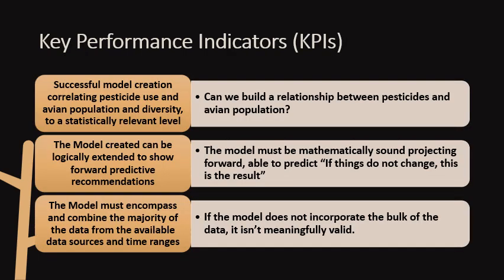There are 3 key performance indicators that we are going to trace for this. First off, can we build a statistically relevant relationship between pesticides and avian population? This is measurable because we're going to get measurements for how statistically relevant and how strong the relationship is. So that's a key performance indicator. Obviously, the better model we can create, the better the project is going to succeed.